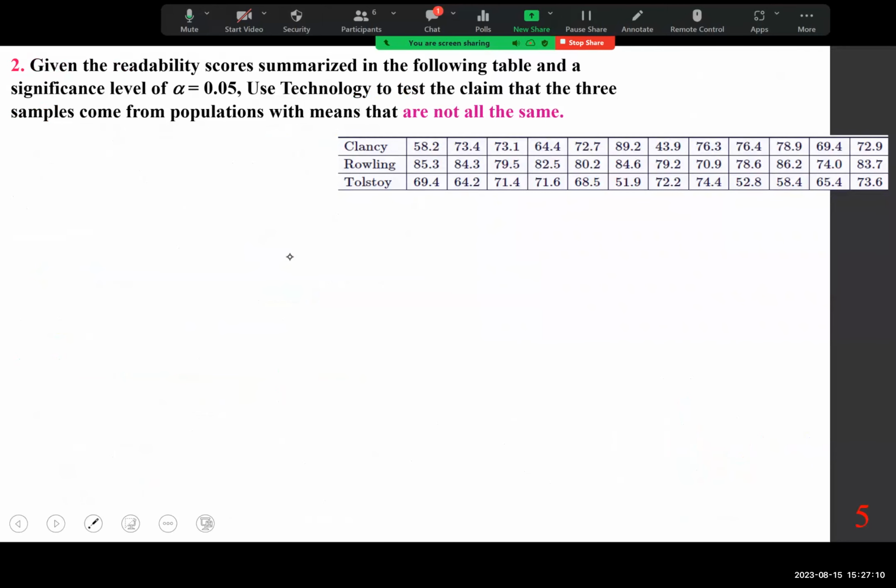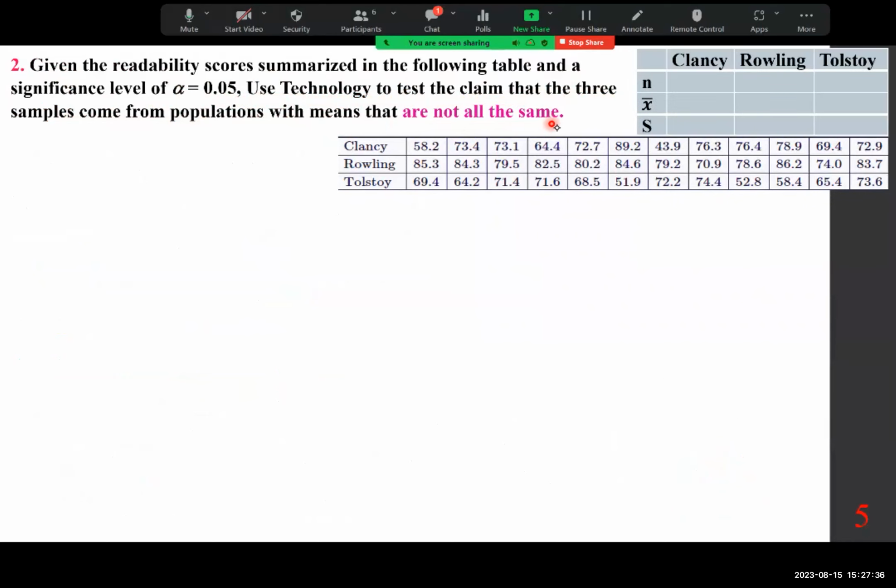Here's the last question. Could somebody read that? Given the readability scores summarized in the following table and the significance level of alpha equals 0.05, use technology to test the claim that the three samples come from populations with means that are not all the same. Excellent. You have to run technology.